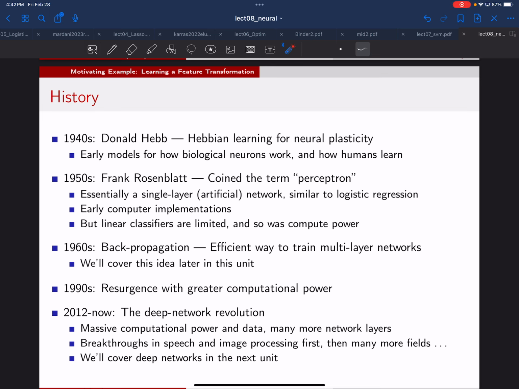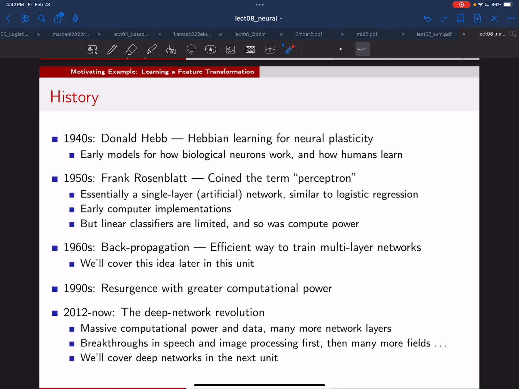It really has affected just about every field: scientific, engineering, business, health, society, everything. But it all kind of boils down to what happened, I guess, in the three waves, but especially what happened around 2012. And we're going to get into those details in the next unit. But for now, that's when we talk about deep networks.